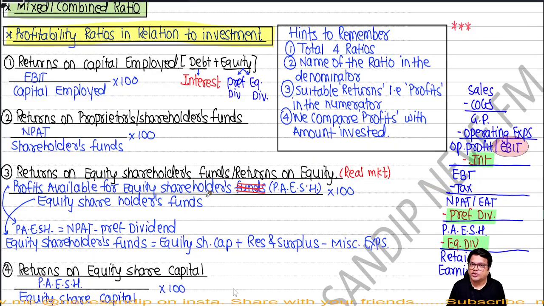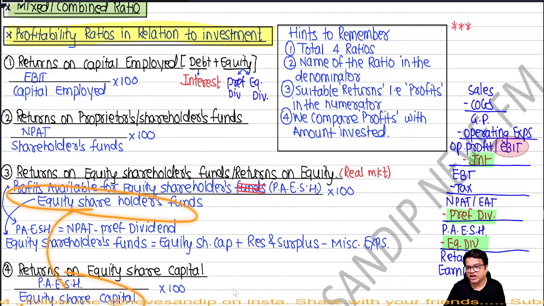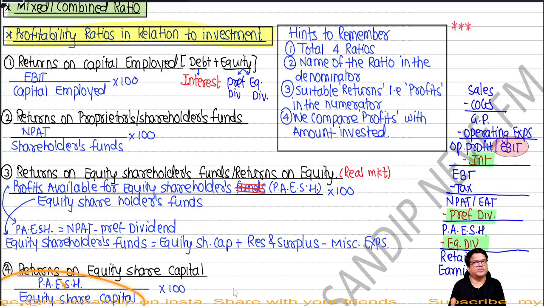Returns on equity shareholder fund. Apply your brains, people. Returns on equity shareholder fund. So the denominator is going to be equity shareholder fund, and for them which profit is available? Profit after preference dividend is available. And the fourth one is technical, returns on equity share capital. Okay, instead of dividing by shareholder fund, I'll divide it by equity share capital. Profitability ratios, higher the better.